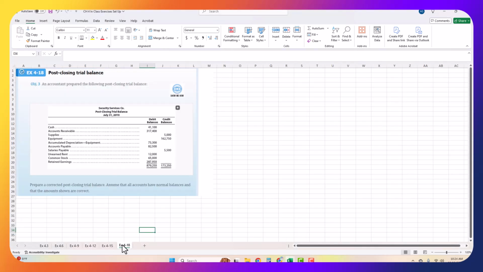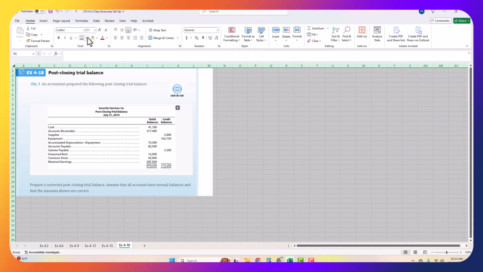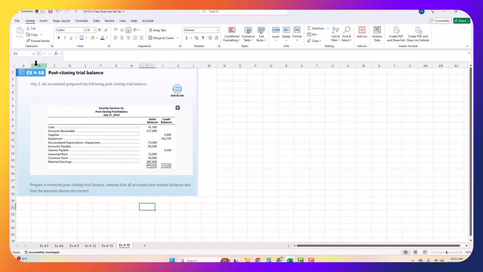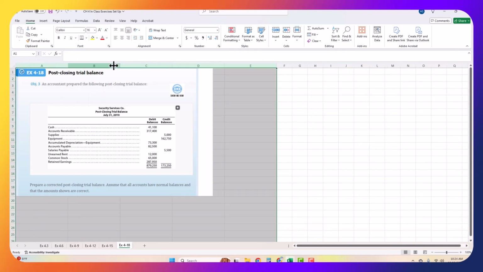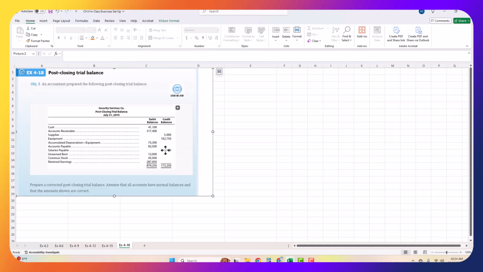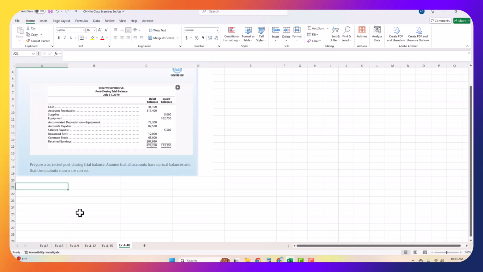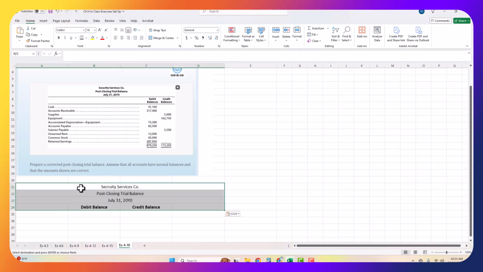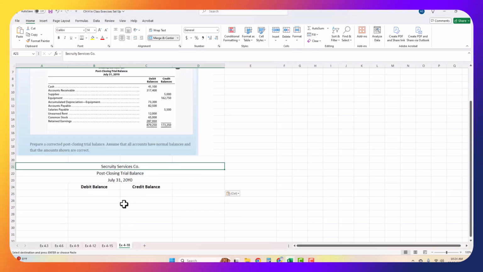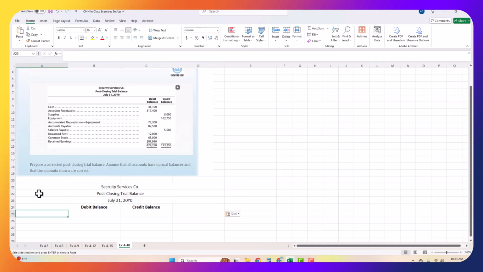Let me go over to this problem. And we're going to make a post-closing trial balance. They gave us the numbers in here, right? So our post-closing trial balance. We would start with the name of the company, Security Services Company, post-closing trial balance. And we would have debit balance and credit balance. And over here we would list the accounts. We're just going to pull the accounts.